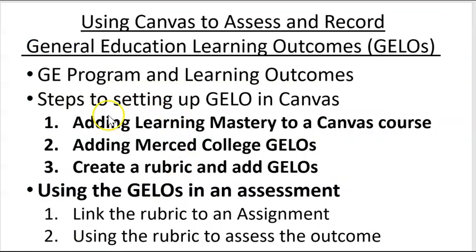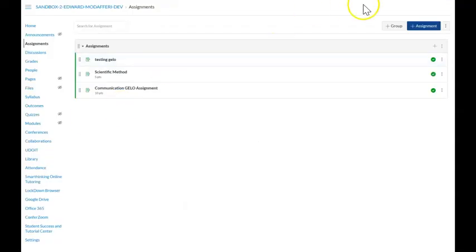So now that you've gone through the steps to set up your GELO in Canvas, we want to go ahead and use that GELO in an actual example of an assessment. So we will need to link the rubric to the assignment and then use that rubric to assess the outcome for that particular assignment. So I'll show you how we go through these steps.